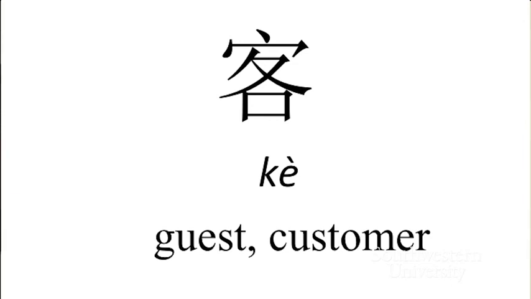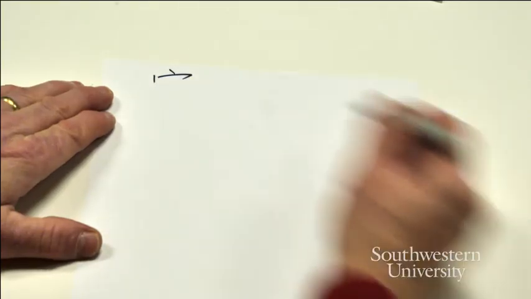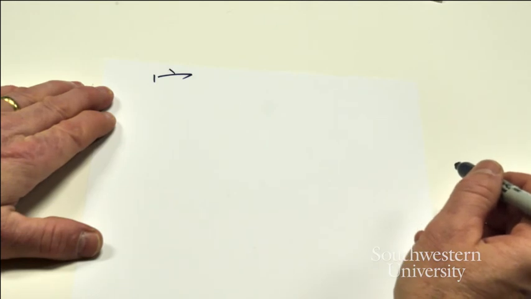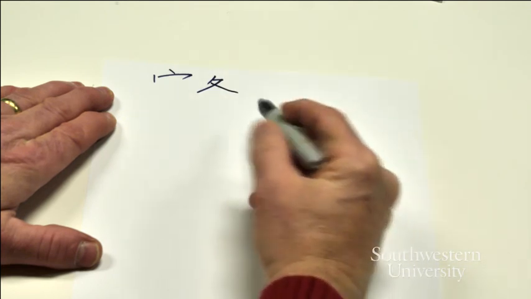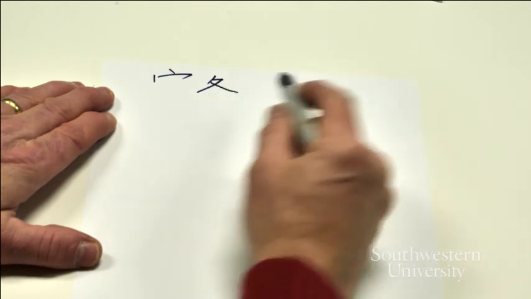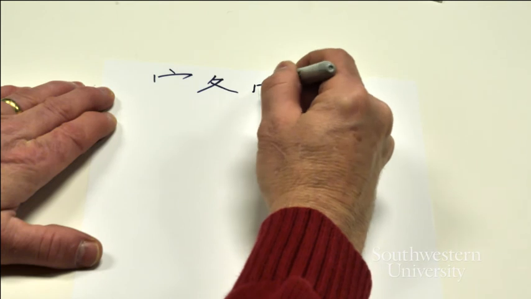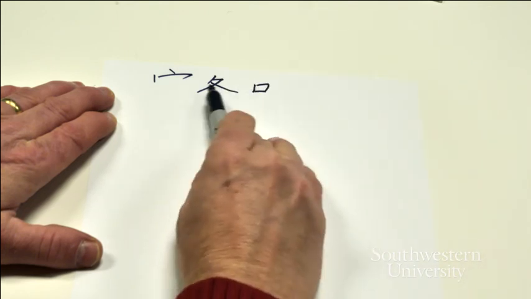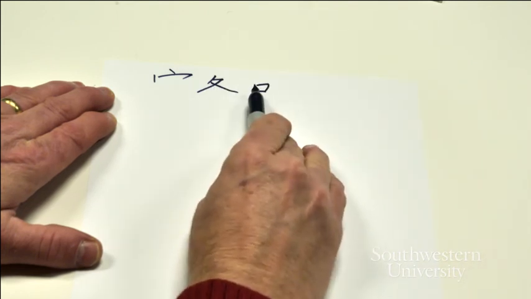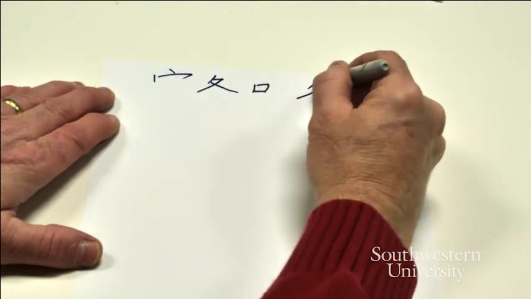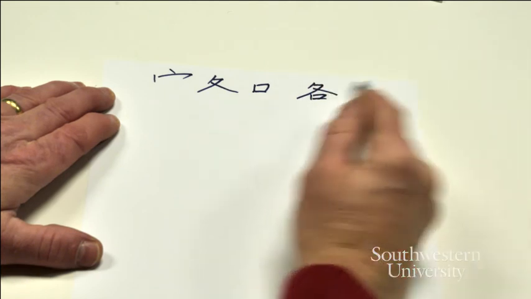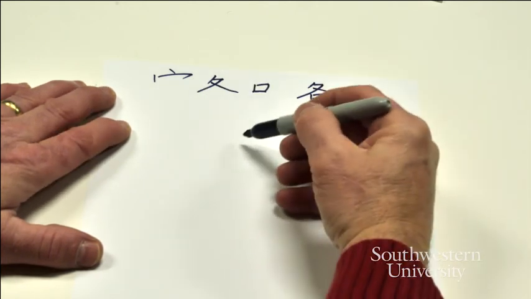Ke, as in polite. Ke is a guest. So you have a roof, so a guest comes in under your roof. The phonetic part is ge. We have zhi, that is again a foot and a mouth, indicating, I suppose, where someone stops. Ge on its own means each and every. So it's just phonetic here in ke.